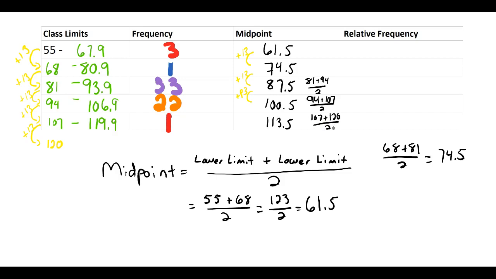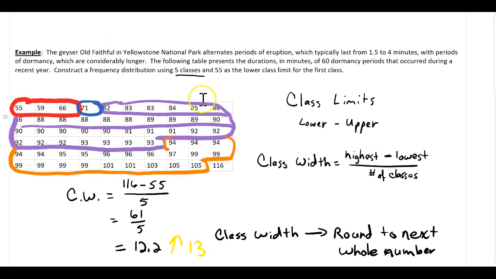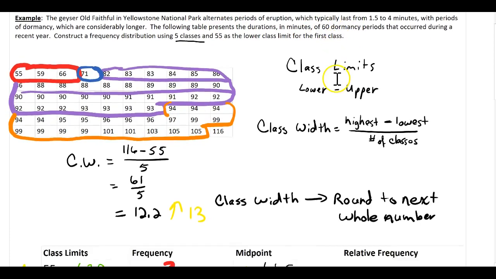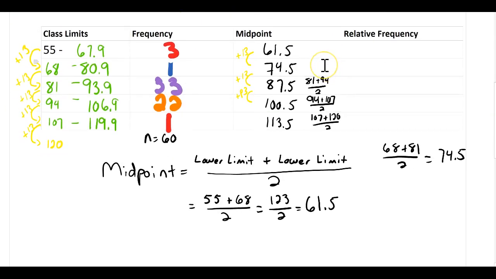Relative frequency has not changed. Remember to add up your frequencies. N is equal to 60, we hope, because it told us in the original problem that there were 60 dormancy periods. And so relative frequency is taking 3 and dividing it by your total number, and then we're going to round to 3 decimal places. So that's going to be 0.050.